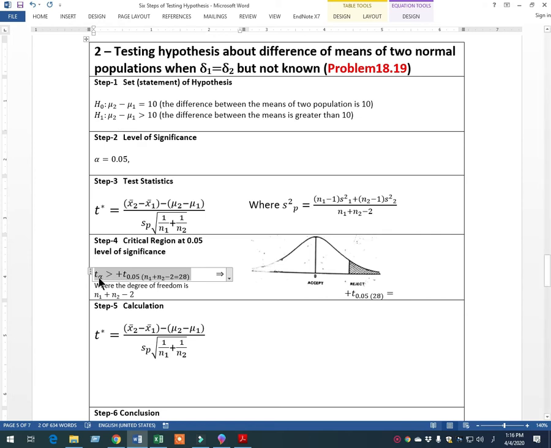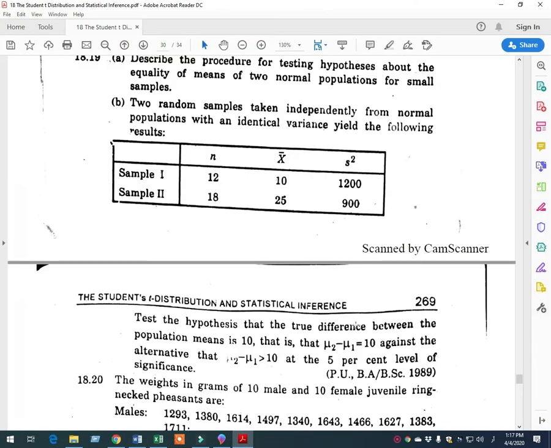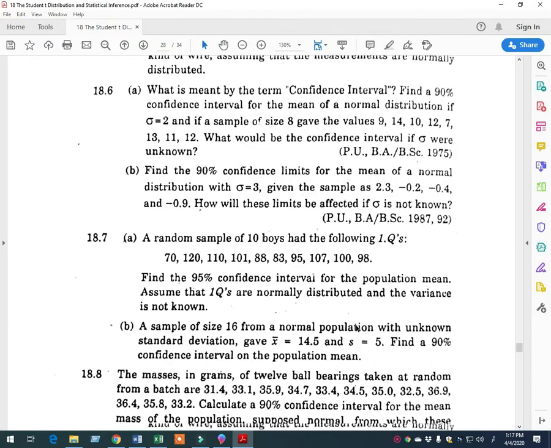So the T alpha critical region would be the area of the T which is greater than plus T alpha with n1 plus n2 minus 2 degrees of freedom. So T 0.05 is our level of significance, and the degree of freedom is 28. So this is T alpha on the plus side with 28 degrees of freedom. Therefore we have to consult the table.